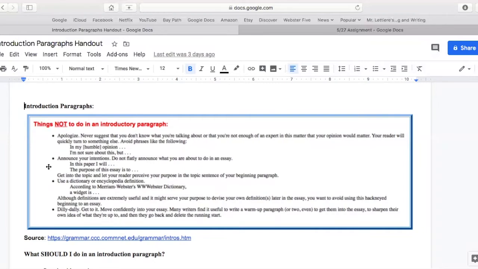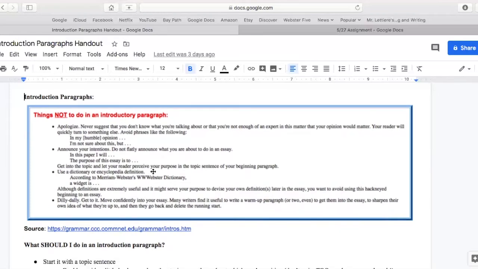Do not announce your intentions. I tried to get this out of you when we wrote our first essay. Do not flatly announce what you're going to do. "In this paper, I will." No. "The purpose of this essay is to." No. "In this essay, I will be writing about." No. It is a very elementary or middle school thing to do. This is high school level writing now, and we are ironing those statements out of our writing.